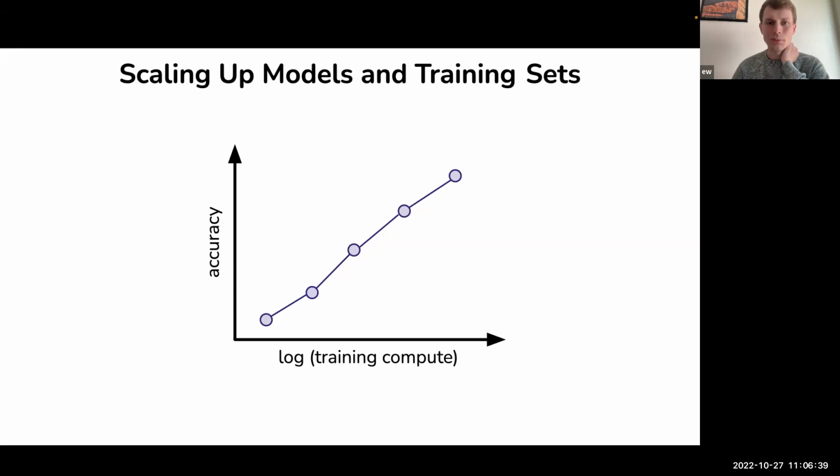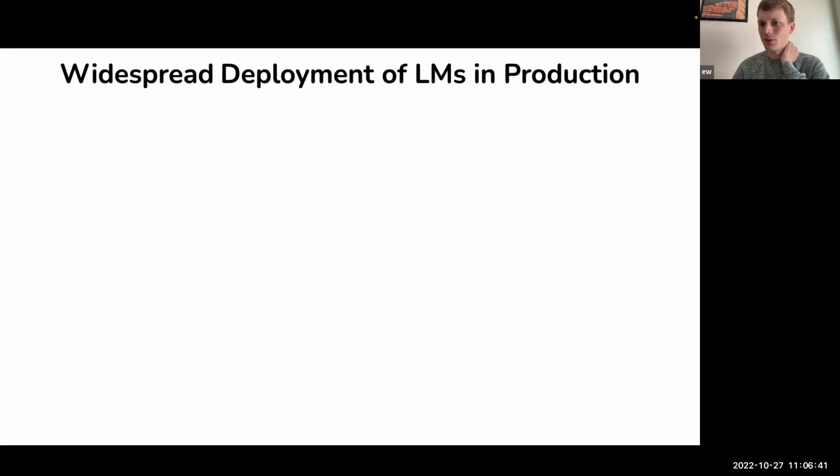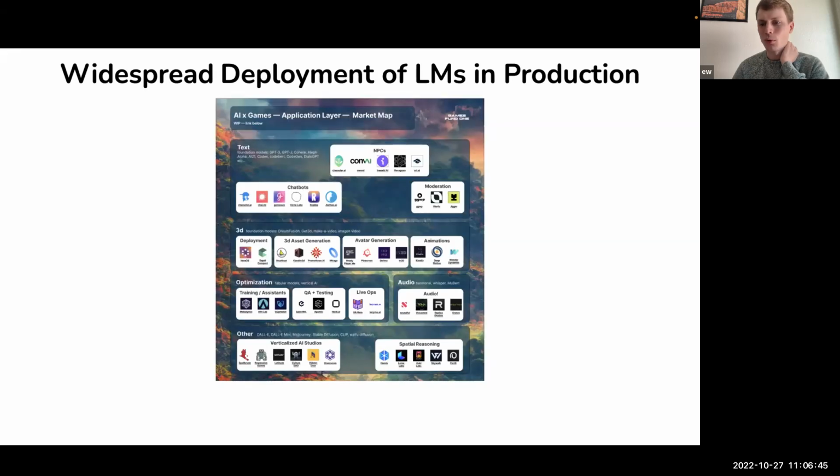Just to show one example of that, here's an infographic of a whole host of companies that are all specifically focused on how to apply AI to video games, and how we can use large language models and related technologies to boost the quality of video games. And you can imagine across the whole market, from email assistants to translation systems and so on, there's a massive explosion and productionization of these large language model systems.